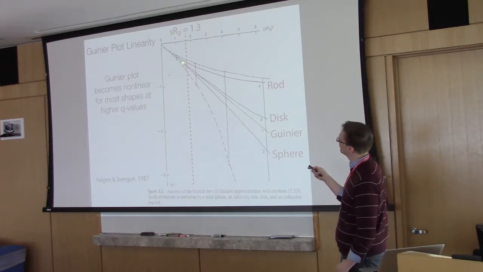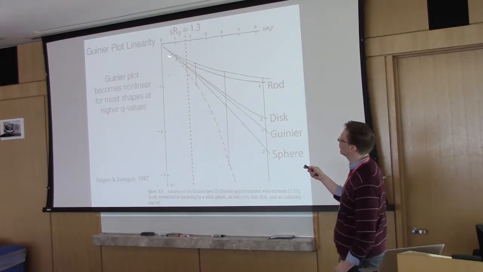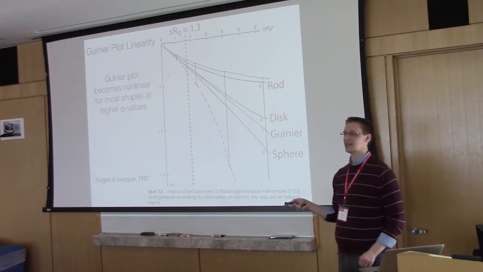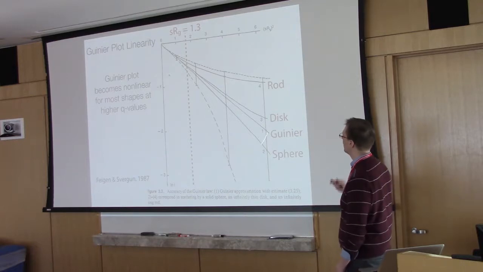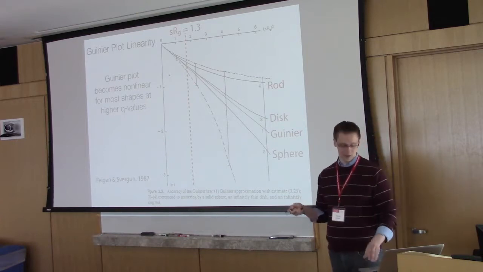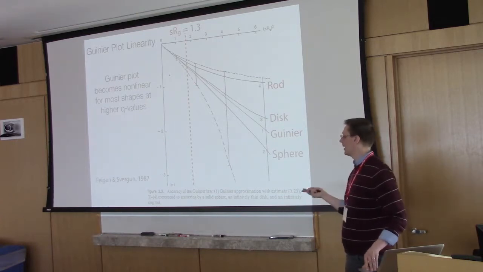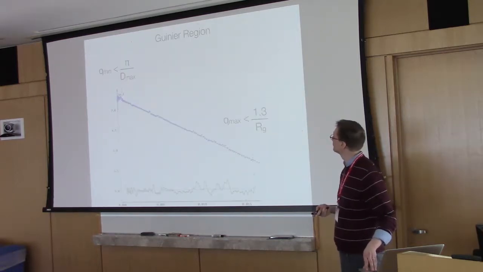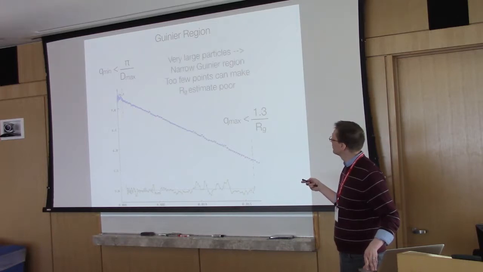So everything down here. You can see that in the Guinier plot below Q times Rg of 1.3, pretty much everything is linear, except for a rod, which a lot of times they say less than 0.8. And above 1.3, these basic shapes deviate from this Guinier assumption. That's why we only look at the small angles, the very small angles, for Guinier plots. So this gives you an idea of what range we're looking at.